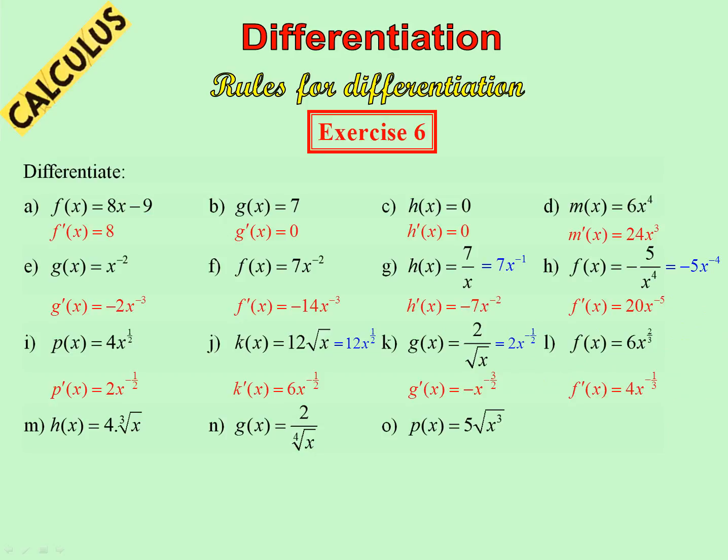2/3 times x to the 2/3. Subtract 1 off 2/3, negative 1/3. Cannot differentiate like that. Cube root of x is x to the 1/3. Fourth root of x is x to the quarter. Bring it up with a negative exponent. Square root of x cubed, x to the 3 over 2.